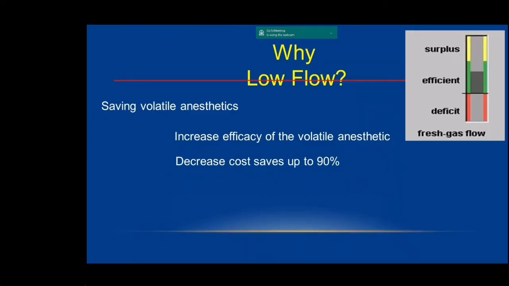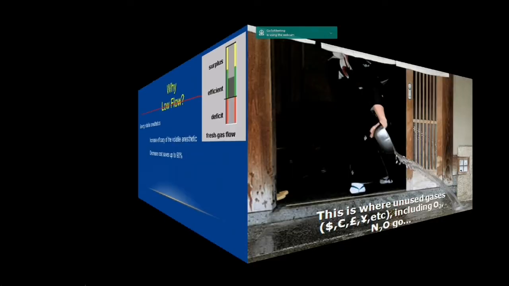Here I am telling you about why low flow. The primary reason is that the efficacy of the volatile anesthetic increases. It saves a lot of volatile anesthetic and thereby decreases the cost. Sometimes you can save almost up to 90% of the inhalation anesthetic agent.